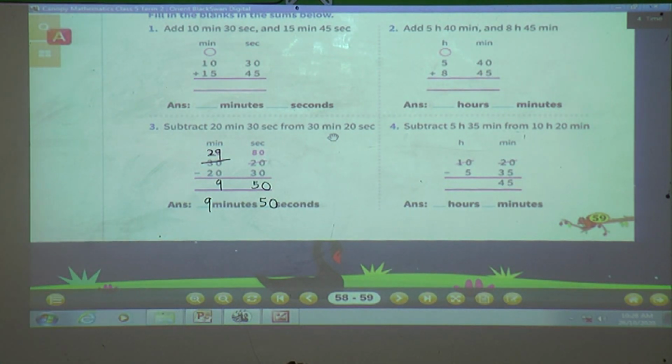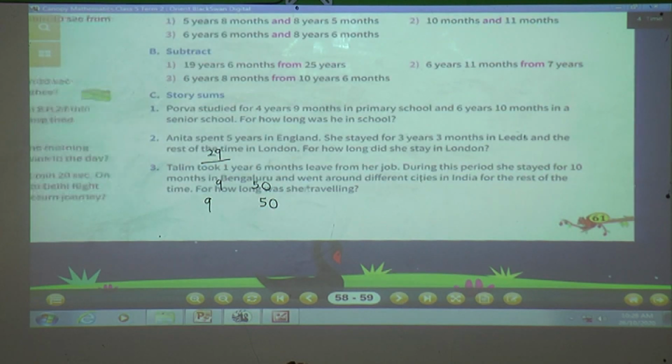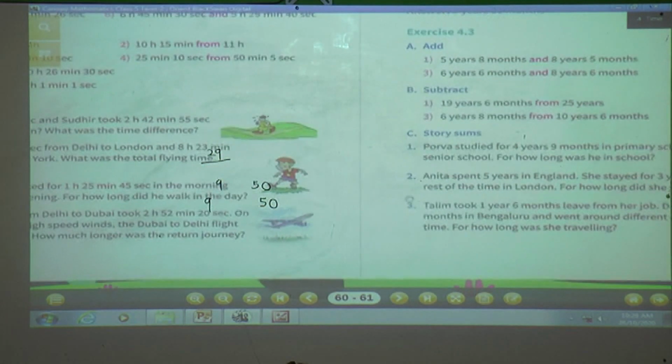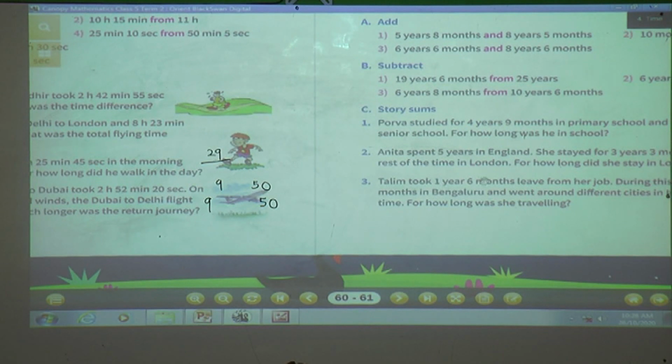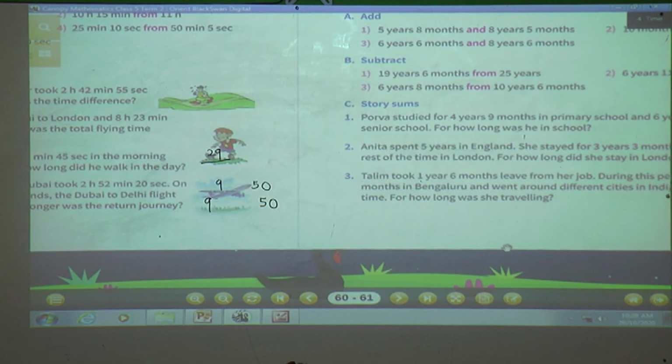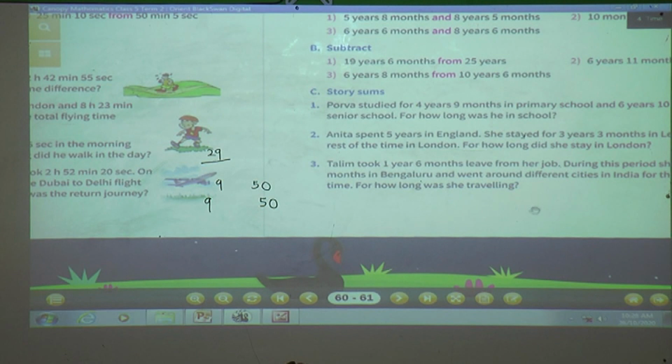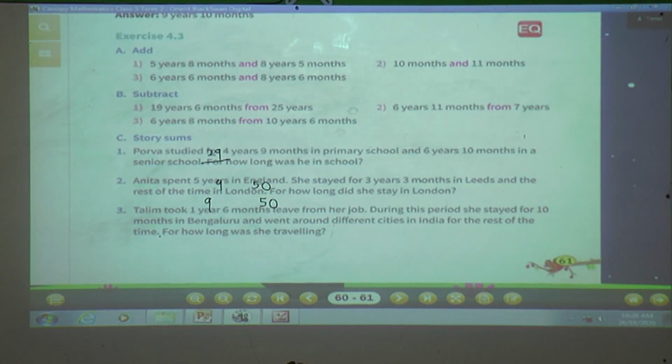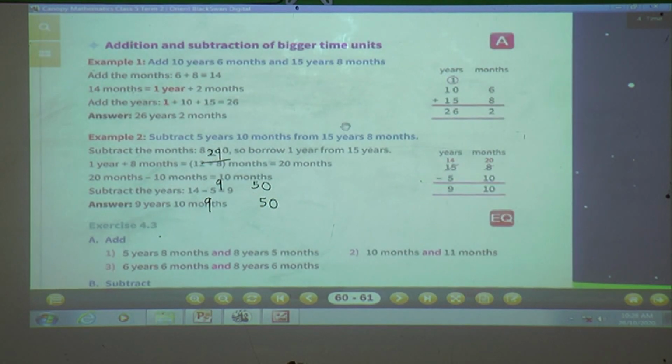Okay. Now next page, page number 60. Here is exercise 4.2 and on page number 61, see here, addition and subtraction of bigger time units.